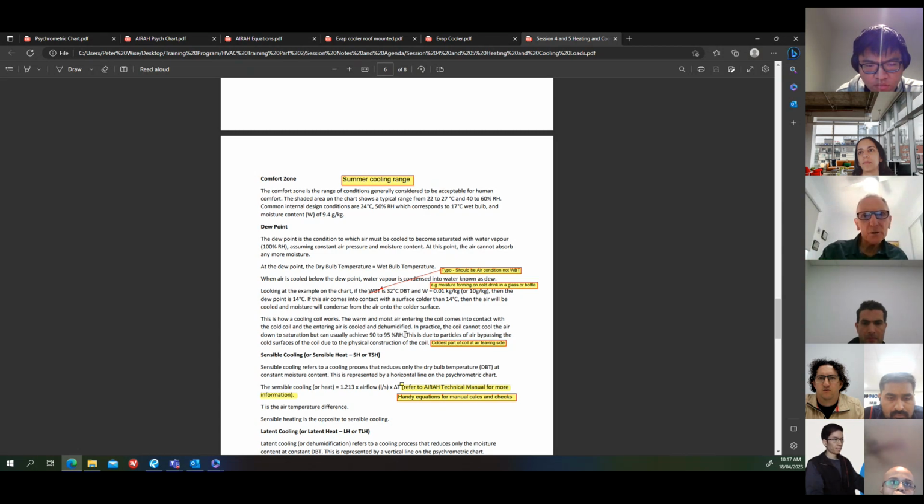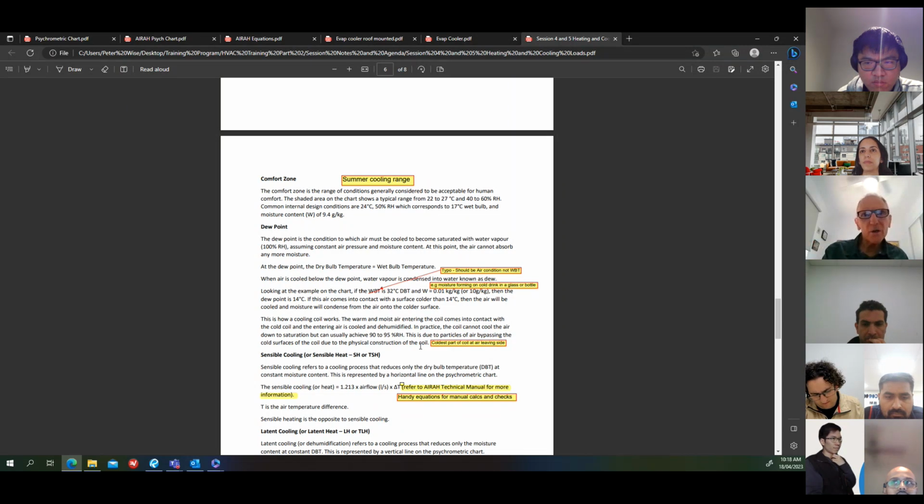So when your suppliers give you a coil selection for your project, they'll usually say that the dry bulb is a bit higher than the wet bulb because they can't achieve saturation. And this is due to particles of air bypassing the cold surfaces of the coil due to the physical construction of the coil. So the coil has what's called a bypass factor. And this is another input into CAML. It'll ask you for a bypass factor. And it's basically to do with the construction of the coil.